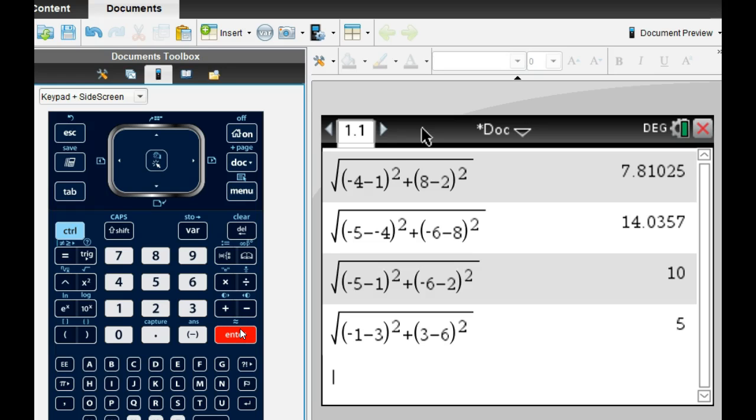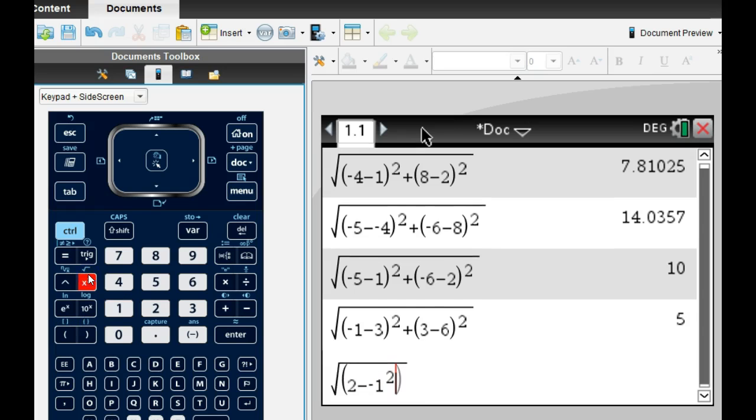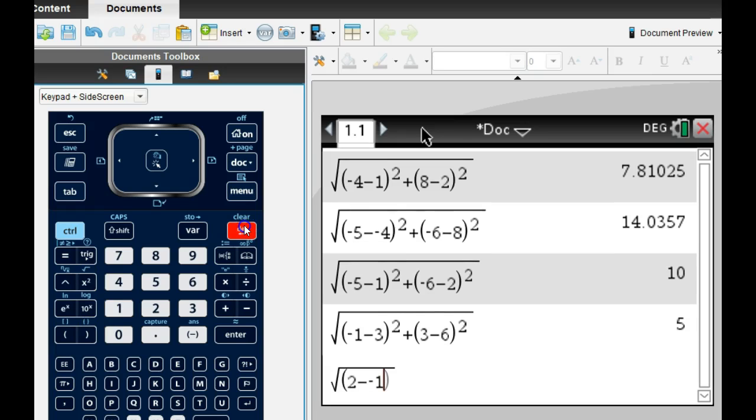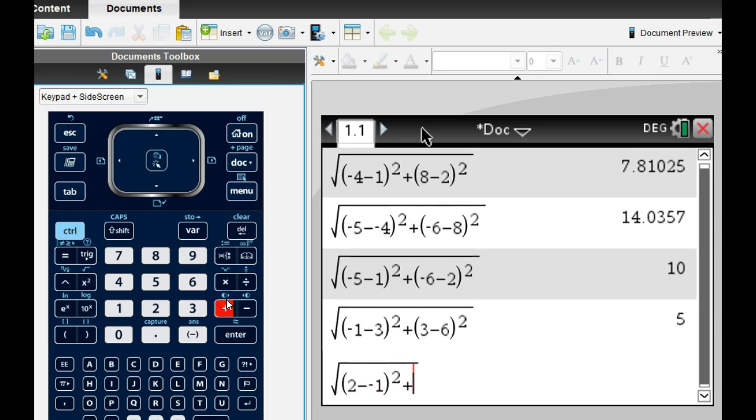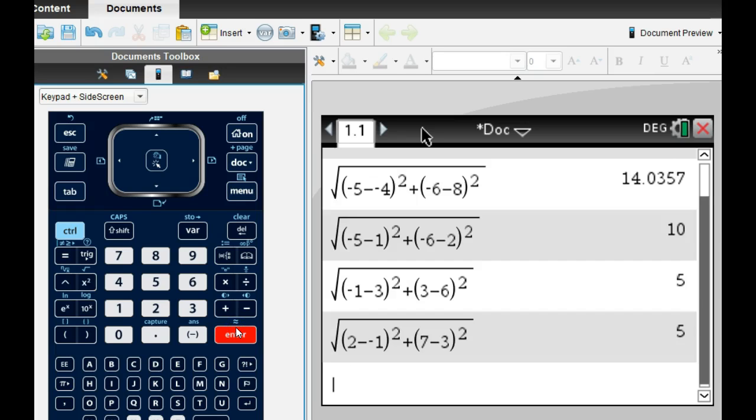Let's do EF. So square root, parentheses, 2, minus sign, negative sign, oh, hold on, back up. Parentheses, 2, minus sign, negative sign, 1. Make sure that matches, squared. Squared plus 7 minus 3 squared. Make sure it matches. Hit enter. 5 again. If you look at the picture, there are two sides that look the same length.